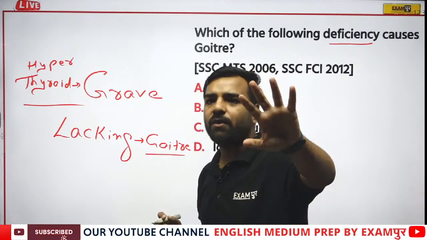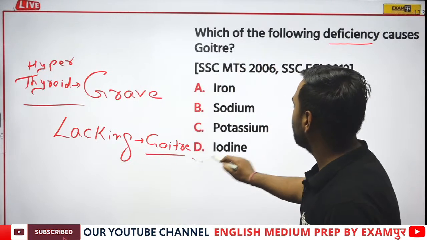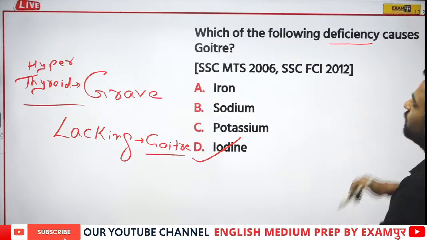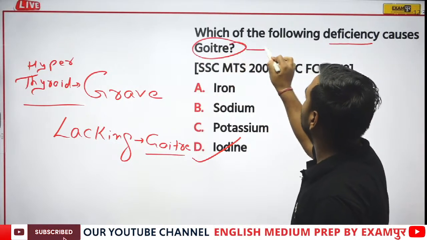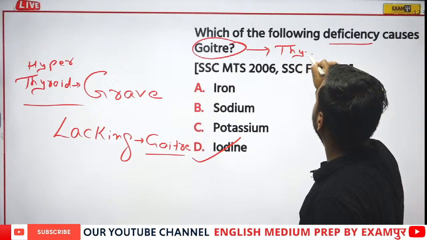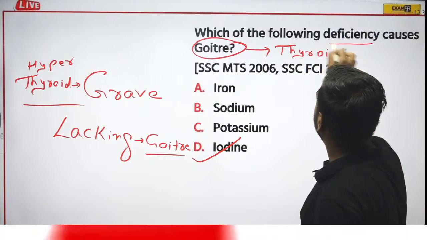Yes. So iodine is the correct one. If I talk about the lacking of iodine, it is going to create an issue that is known as goiter, and it is related with what? It is actually related with thyroid.